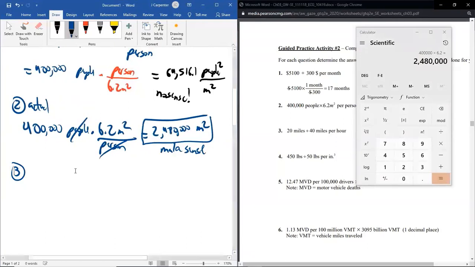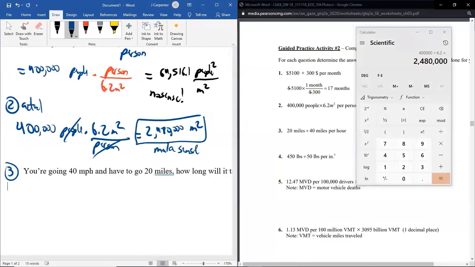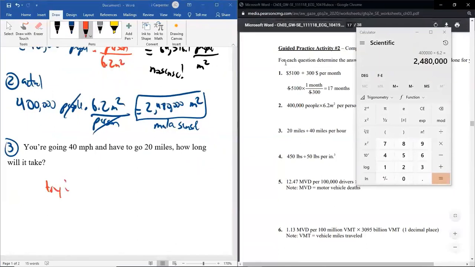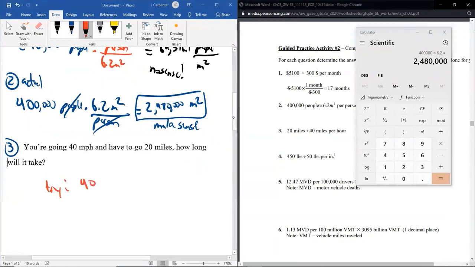In fact, I'm going to type that up for fun. So you're going 40 miles per hour and have to go 20 miles. How long will it take? So this is the real quantitative reasoning problem for number 3, and this is just the math that you end up doing. So maybe you try doing the 20 miles. Again, I'm going to do this wrong. I'm not doing what problem 3 says. Let's say, oh, I think I'm going to multiply these. So you go 40 miles per hour, times 20 miles.